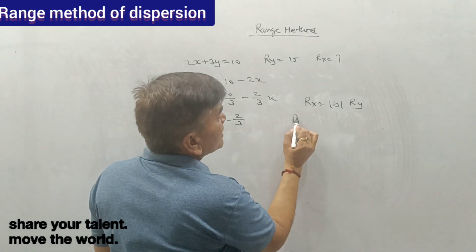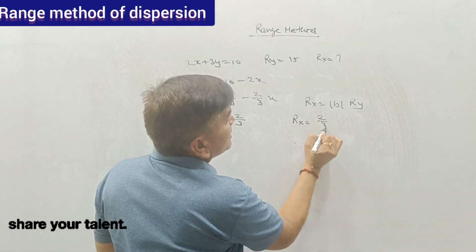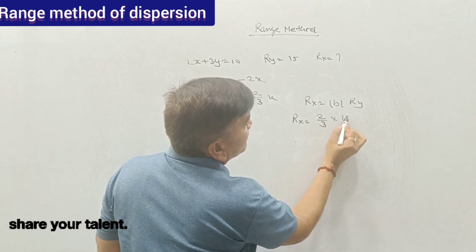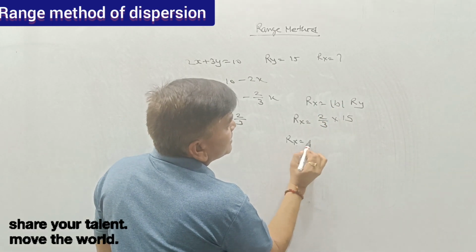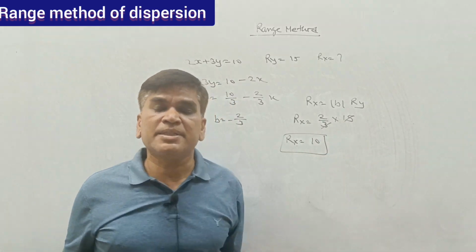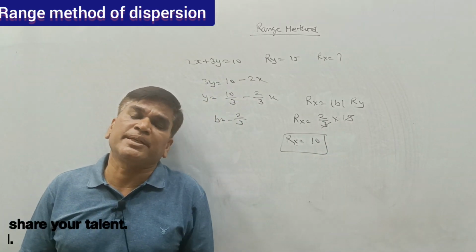Since the relationship between both series is given, we calculate the range of x as 2 by 3, where the minus and plus sign is ignored, multiplied by 15. So the range of x is equal to 10. So this is also a method of calculating the range.